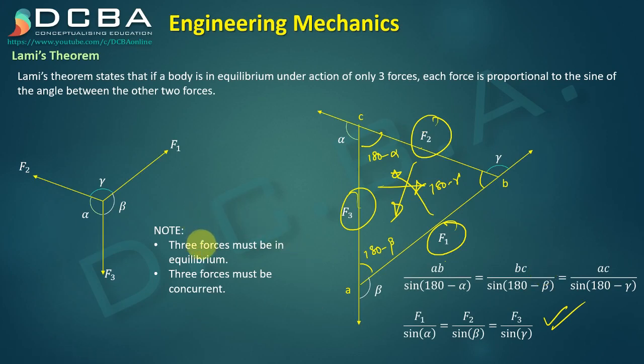And we should note that Lami's theorem is only applicable for 3 forces. You cannot apply Lami's theorem for more than 3 forces. Very, very important note. You cannot apply it for more than 3 forces, and those 3 forces necessarily have to be under equilibrium. Only then can you apply Lami's theorem. Otherwise you cannot apply it, and obviously if the three forces are under equilibrium, they will definitely be concurrent as well. We just saw previously that they should also be concurrent.